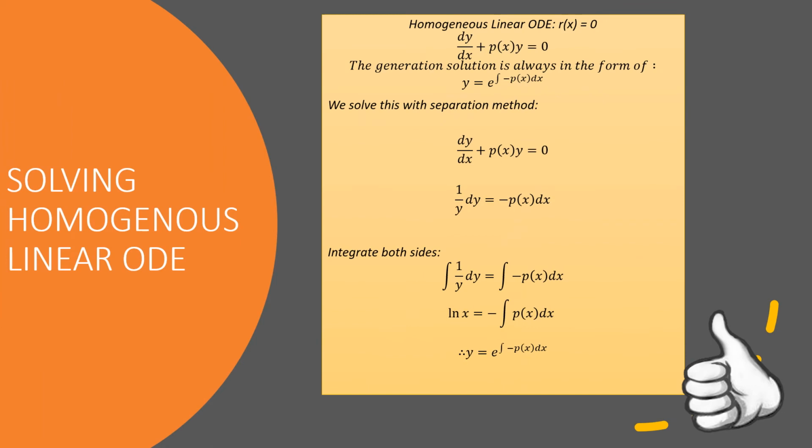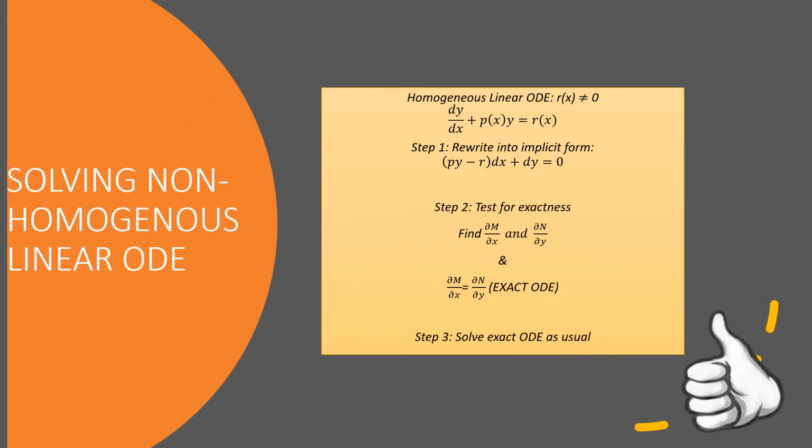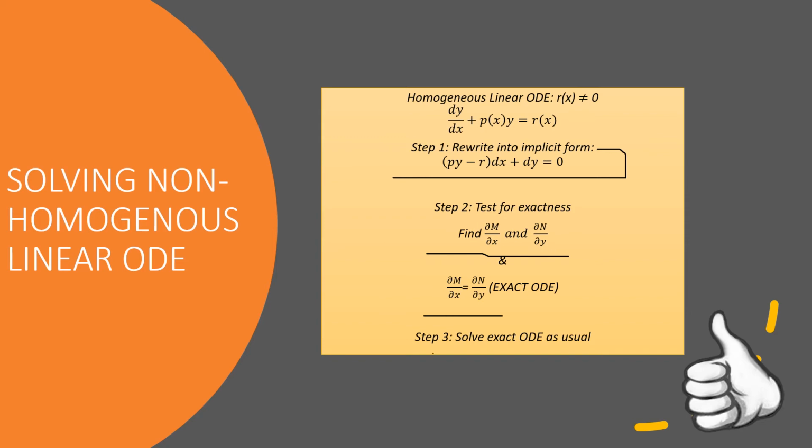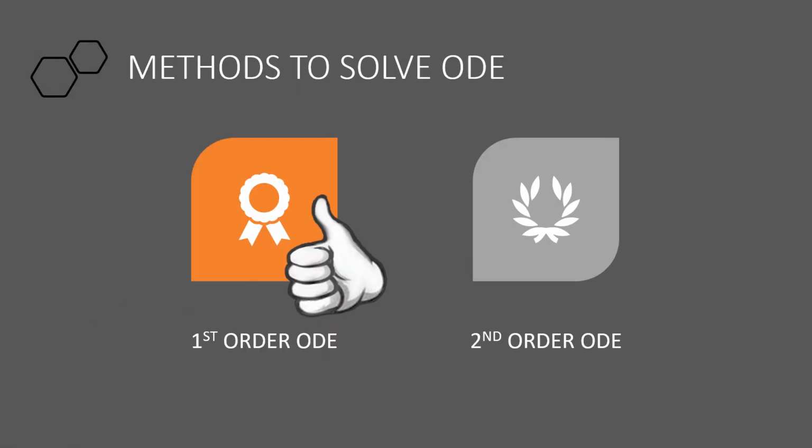So this is solving homogeneous linear first order ODE. So we just solve it by separation method, and then finally integrate both sides. For solving non-homogeneous, we have to rewrite into implicit form and then test for exactness. If it's exact, we can solve the exact ODE as usual. So we finished the methods to solve first order ODE. Let's move on to second order ODE.